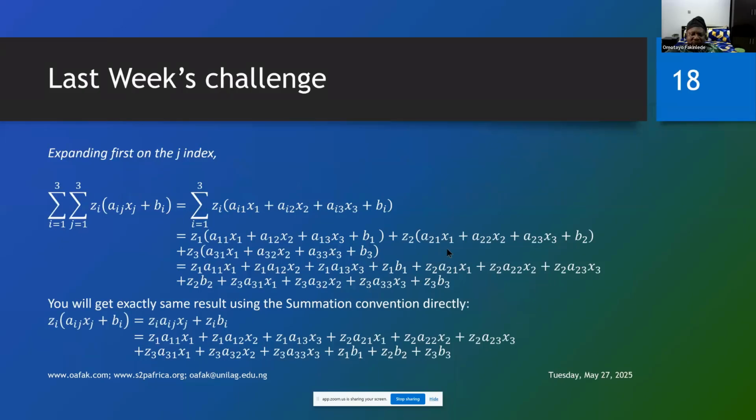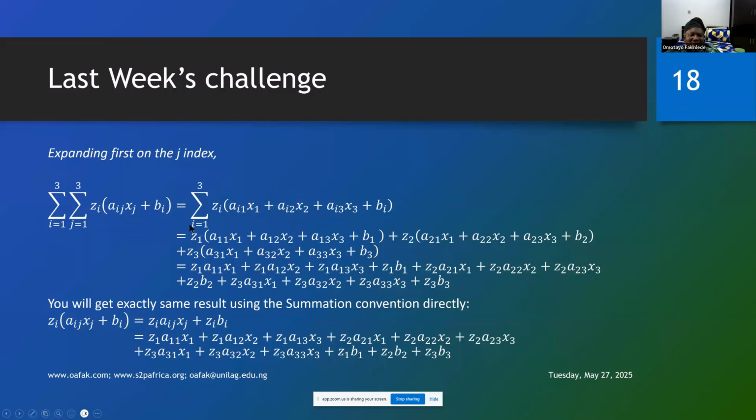Okay, now because this last one caused us problems last week, I don't know whether you all got the solution that I gave, which is this. You can decide to expand first on the J term. If you expand first on the J index, you will see that it is only this term that has J. So Zi remains Zi and Bi remains Bi. But the terms that have J will have to be summed over all the possible values. So you have there Ai1x1 plus Ai2x2 plus Ai3x3, whereby we have exhausted all the possible expansion values of J.